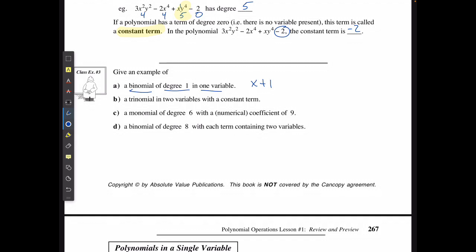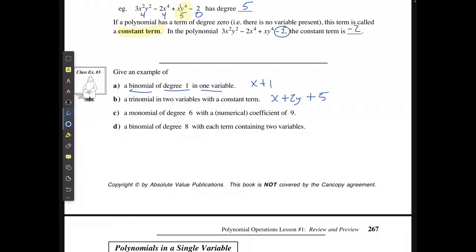If I wanted an example of a trinomial with two different variables and a constant, it doesn't say what degree it has to have. So I could say that I could have x plus 2y plus 5. There's my two variables. It's a trinomial because it has three different terms. And there's my constant.